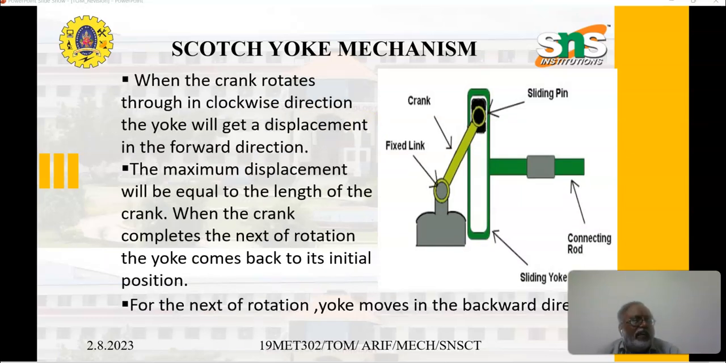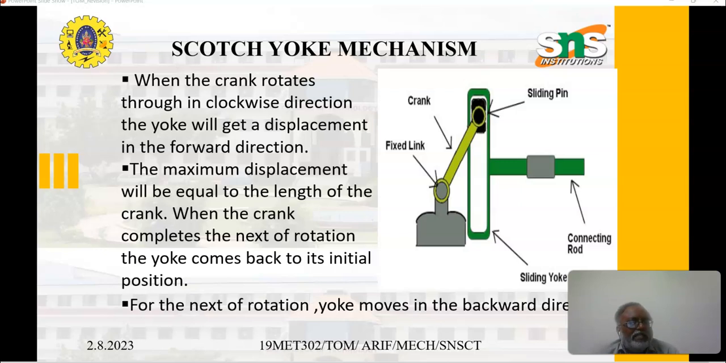When the crank rotates in the clockwise direction, the yoke gets a displacement in the forward direction. The maximum displacement will be equal to the length of the crank.